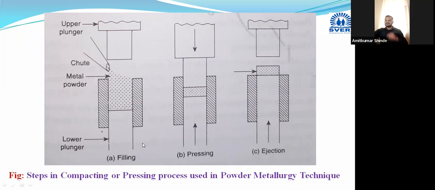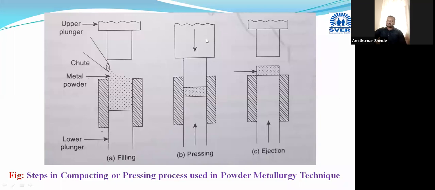Okay, a uniform and homogeneous mixture is obtained after blending or mixing. It is filled in the metal die cavity with the help of a feed shoe hopper, and the volume is adjusted with the help of the lower plunger. This is the filling stage. Then the next stage is the pressing stage.